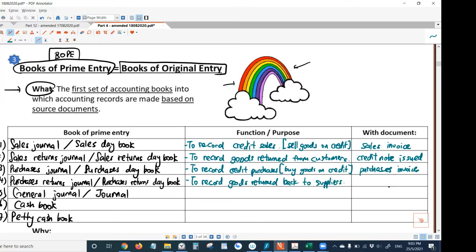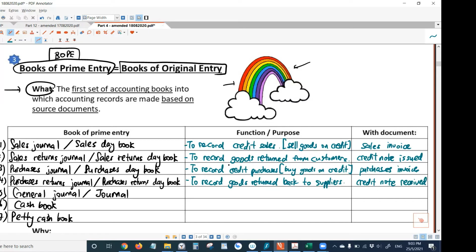Okay, so for this, you are the customer, you record a credit note that you receive. So, credit note received.